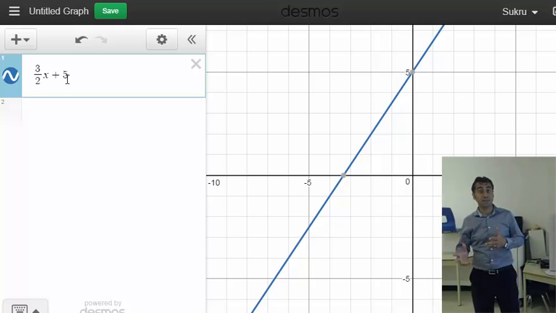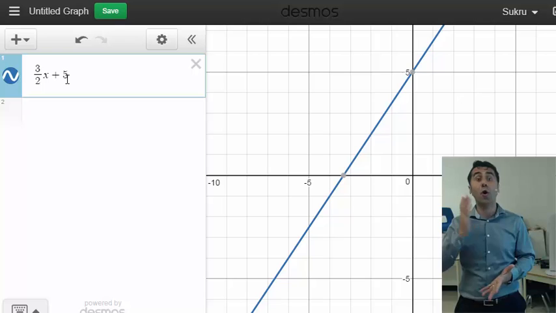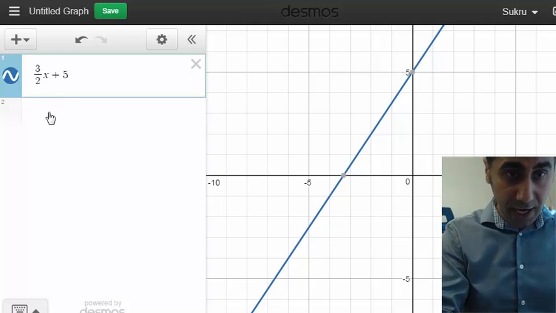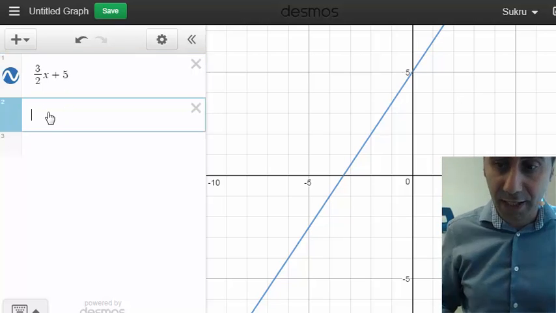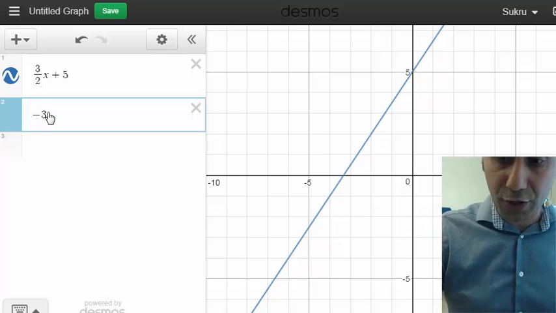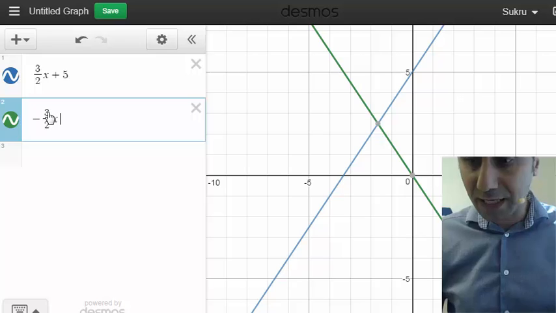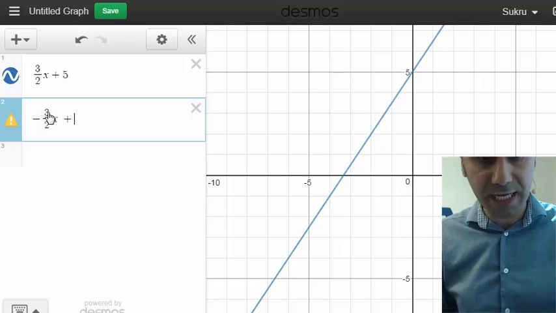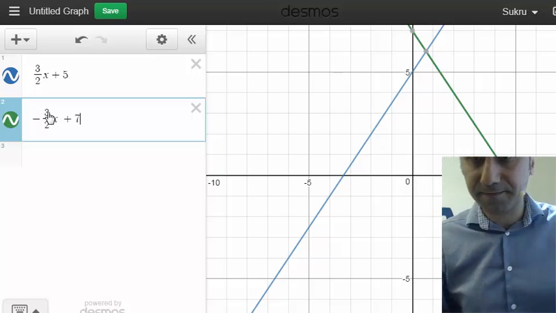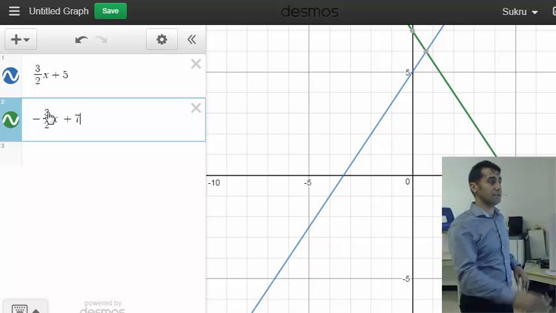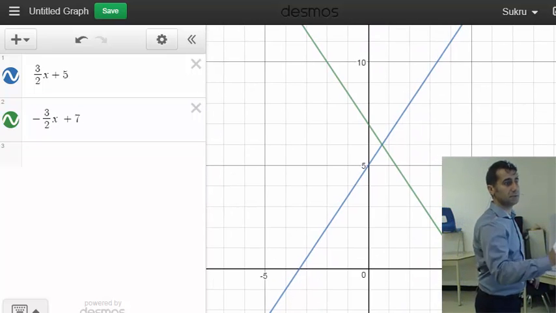And now let's make a perpendicular line. I want to make a perpendicular line. That means first of all you need to have the opposite sign. So here I am going to do another line. Let's say minus 3 over 2 x plus, let's say, 7. And let's bring this here a little bit.